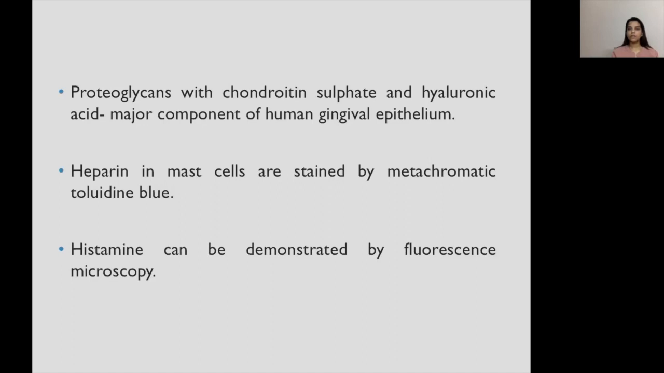Proteoglycans with chondroitin sulfate and hyaluronic acid are the major component of human gingival epithelium. Then there are heparin and histamine. Heparin is present in mast cells and is stained by metachromatic stains like toluidine blue. And histamine can be demonstrated by fluorescence microscopy.